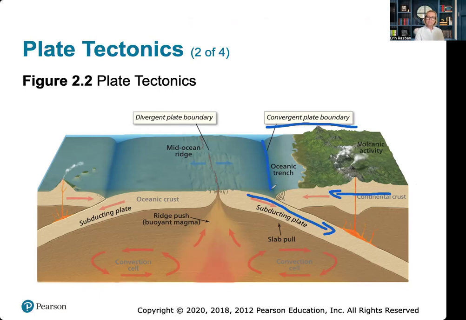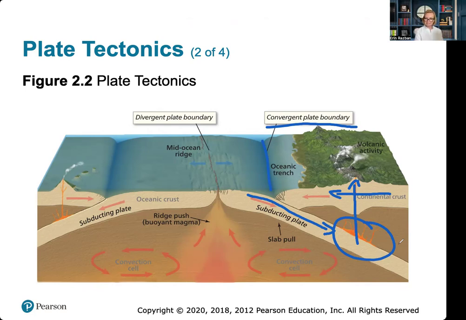Now, as the subducting plate subducts underneath the continental plate, the plate starts to heat up. Magma forms and rises to the surface because heat rises. So typically, this creates volcanoes and oftentimes long volcanic mountain ranges along the side of the plate boundary.